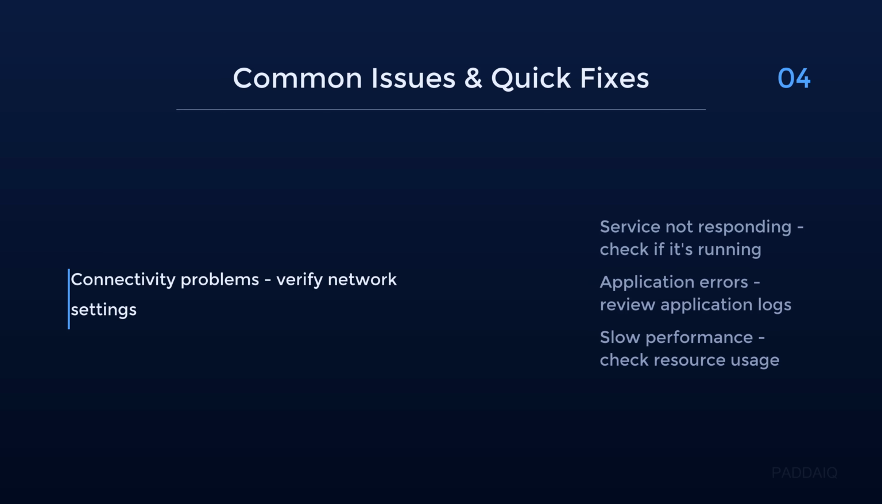Connectivity problems, verify network settings. This means checking if your system can reach SAP BTP services through firewalls or proxies. For example, if your app cannot access an SAP API, confirm your corporate network allows outbound HTTPS traffic. Always resolve this before investigating application code.